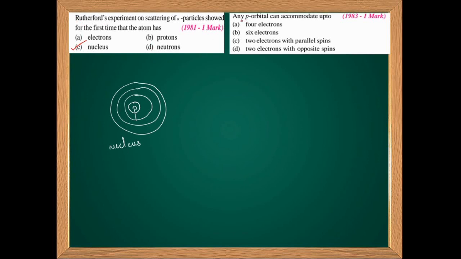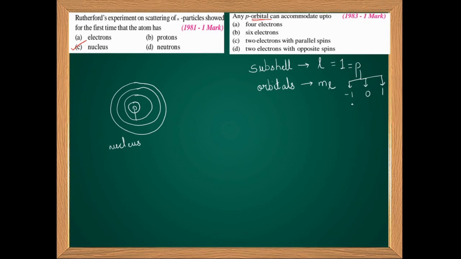Then, any p orbital can accommodate up to. Okay, see, now there are two things. Now what is asked here? P orbital. As I have also told in my previous videos, there is a subshell, which is denoted by l, and there is an orbital. The number of orbitals is known by the values of ml, which is the magnetic quantum number. So a subshell with l equal to 1 is a p subshell, and we know that in a p subshell we have 3 orbitals. So -1, 0 and 1 are 3 orbitals.